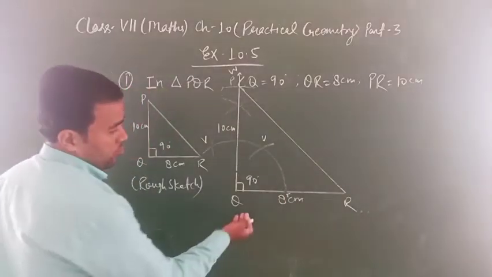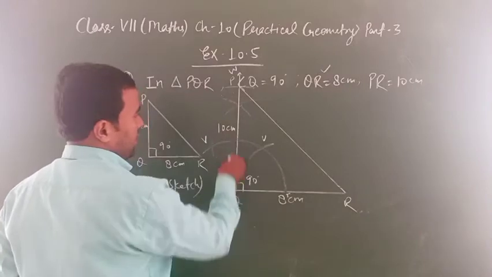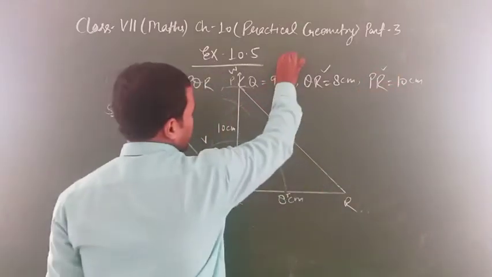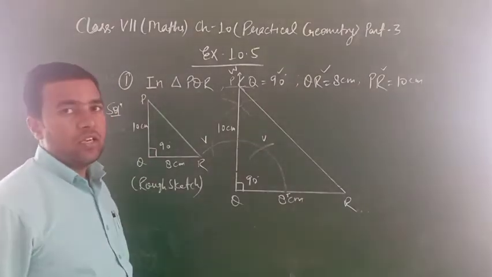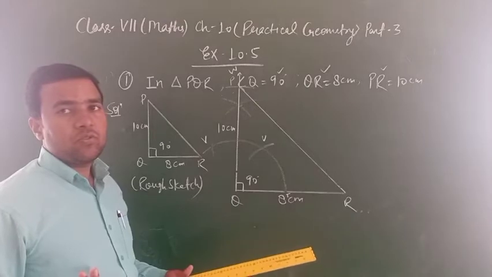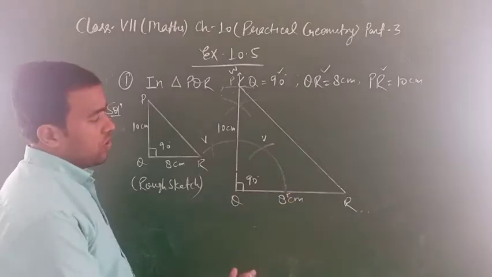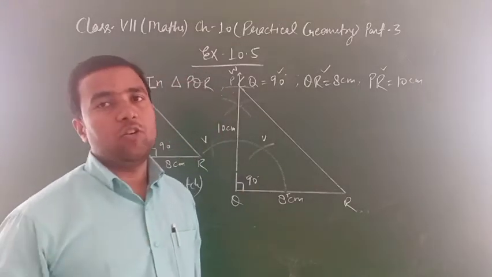So QR 8 centimeter, PR 10 centimeter, angle Q 90 degree. Whatever we have done in the figure, that is the step of construction, you know how you will write it. First step, whatever you have done in the figure, that you will write.